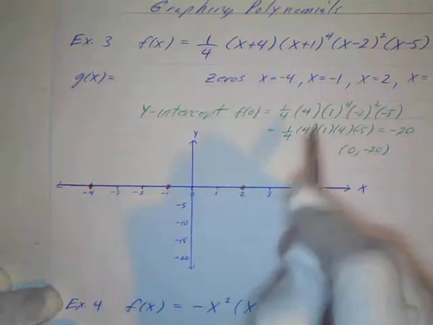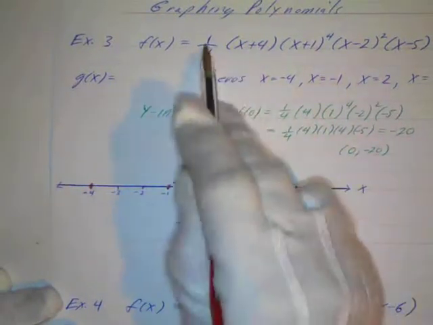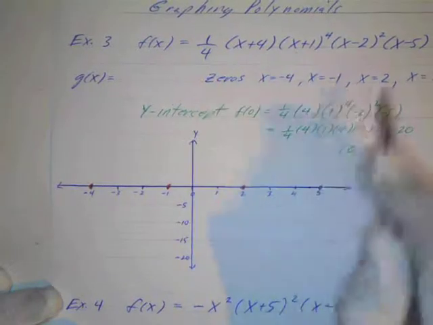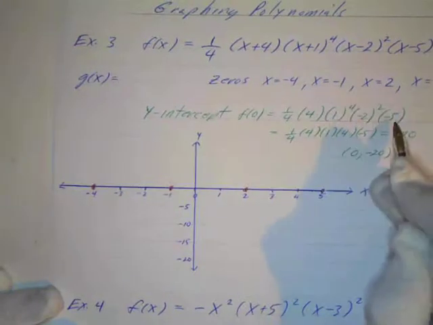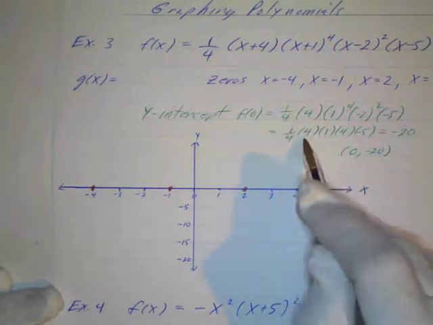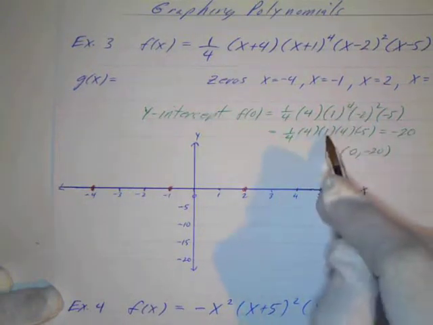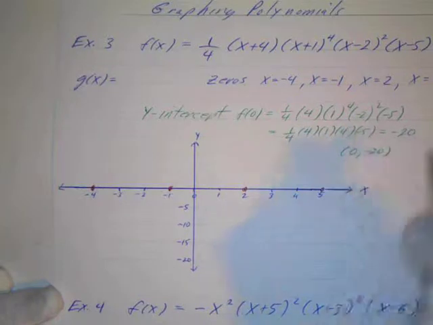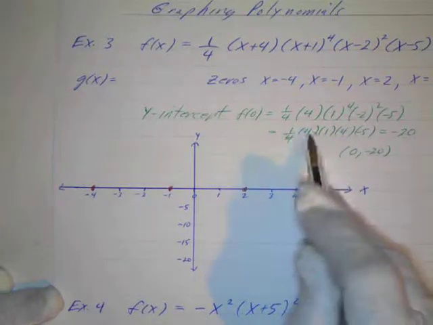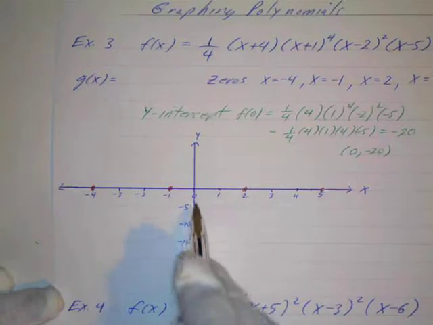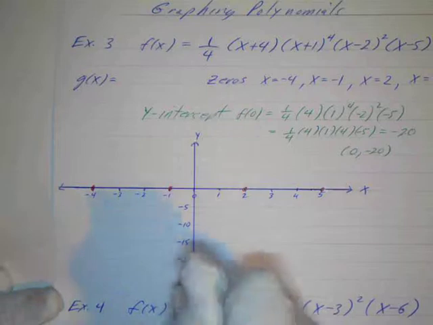So I'll put 0 in for every time I see an x. So this is going to be 1/4. 0 plus 4 is 4. 0 plus 1 is 1. 0 minus 2 is negative 2. 0 minus 5 is negative 5. And that's going to be 1/4 times 4. 1 to the 4th power is 1. Negative 2 squared is 4, and negative 5. And 1/4 of 4 is 1, so that's nice. So I just have 4 times negative 5 is negative 20. So there's my intercept. What I did was I made my scale by 5, so I have negative 20. So there's my intercept down here.